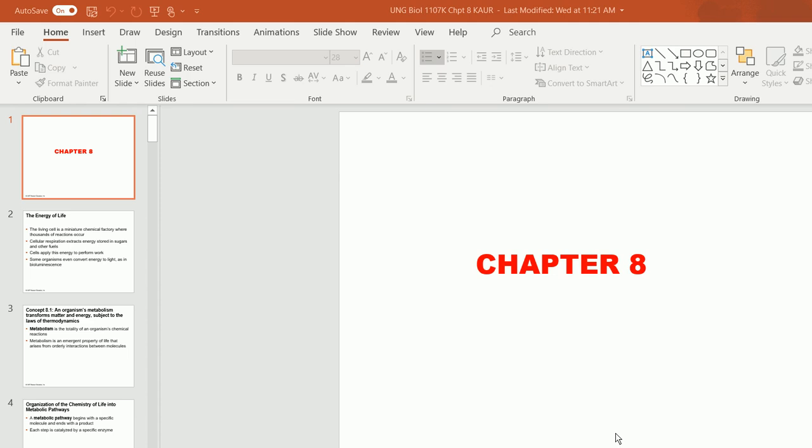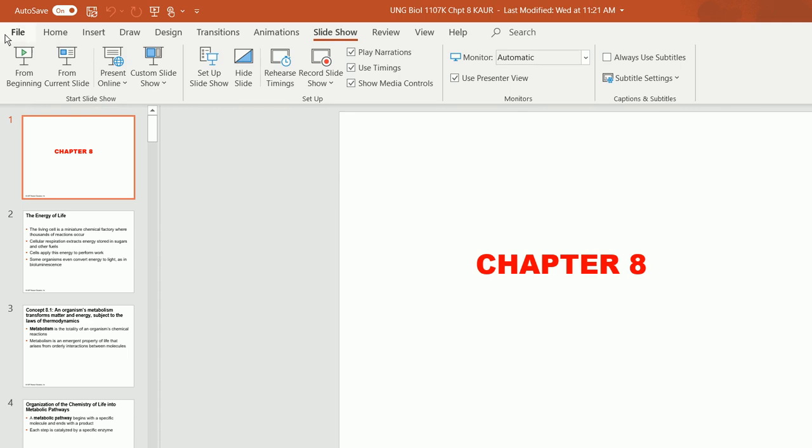Okay, we're going to slideshow mode. So basically with chapter number 8, we are going to start a new unit. This is a unit on metabolism basically.